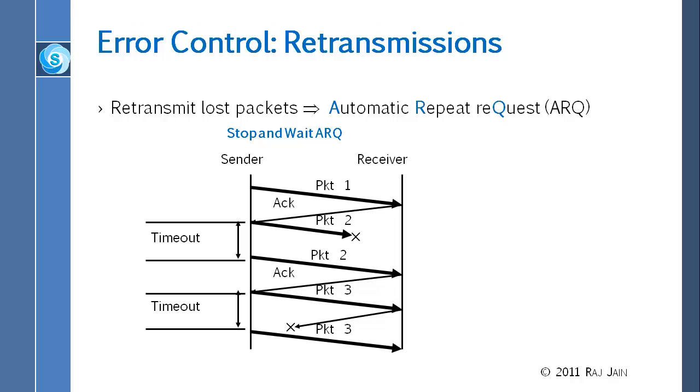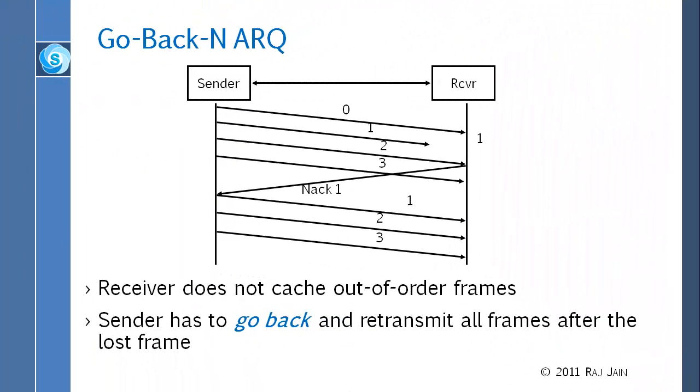Alright, so there are two methods. This one is called stop and wait, because you send and you stop and wait. Another one is something similar to windows, but in this case we call it ARQ. ARQ stands for Automatic Repeat Request, where you automatically retransmit. So, go back N ARQ.